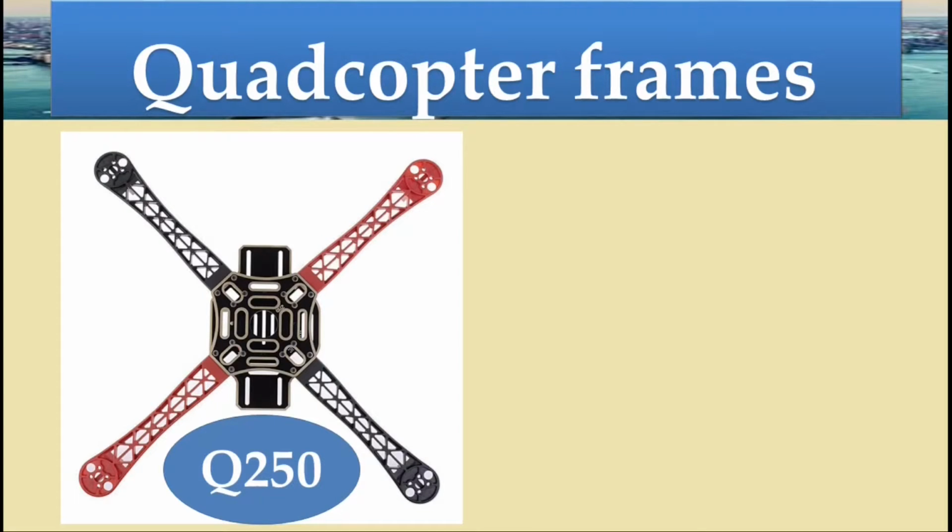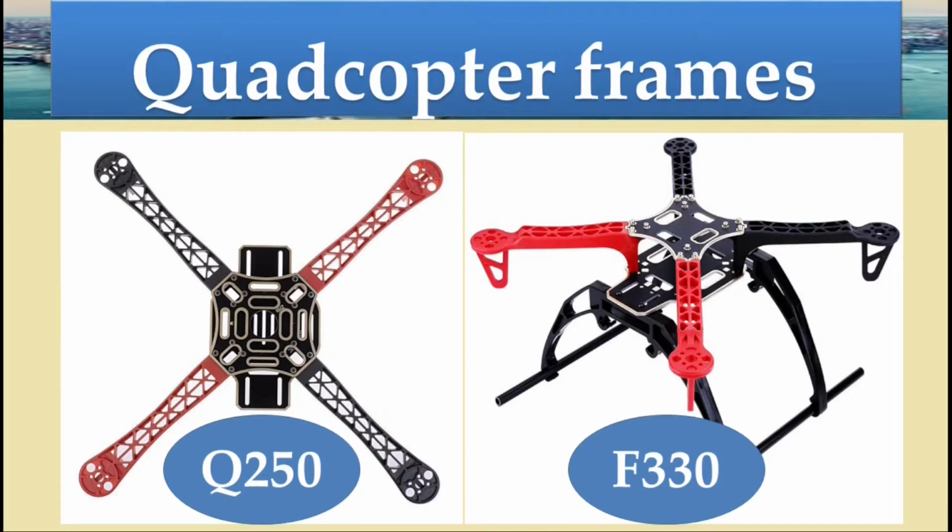First is quadcopter frame. As per size and shape, there are different types of frames available in the market. As you can see on your screen, Q250 and F330. In picture, these four frames look same, but the difference is in between their size. Q250 is smaller than F330.